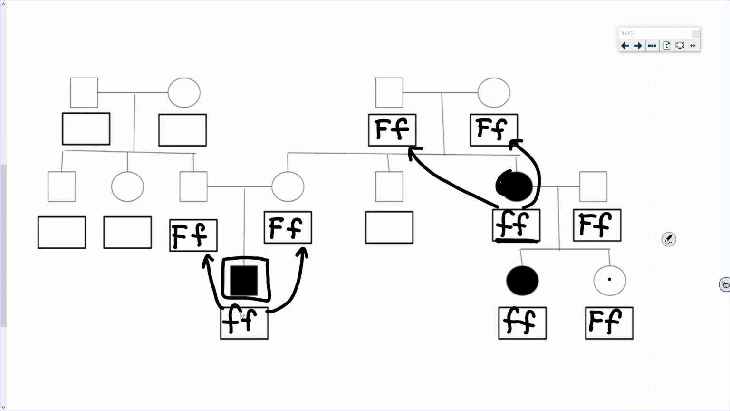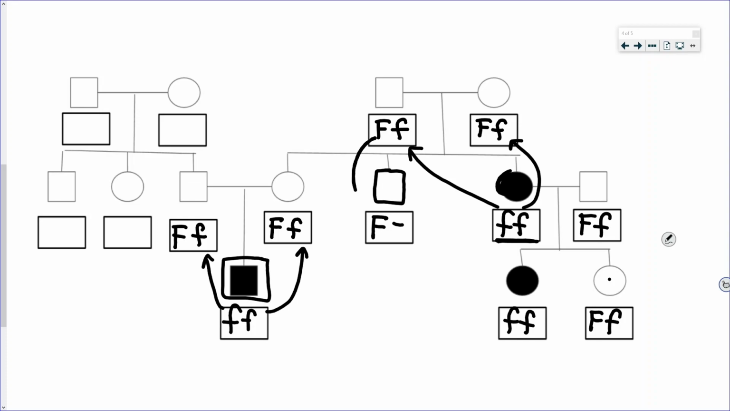Now here's a little bit of a trick. When I look at this son right here, I know this son's first letter is a capital because he's not shaded, but the second letter I can't prove with 100% certainty, so I put a dash in here. Let me show you why.